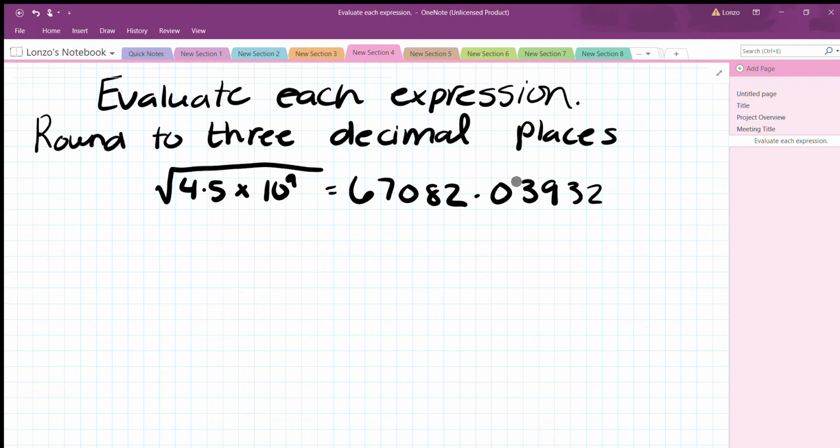And then the problem asks us to round to 3 decimal places. So 1, 2, 3. So this is my third. And then you look at the neighbor. If it's less than 5, then you don't change it. So my final answer is 67082.039. There you go.